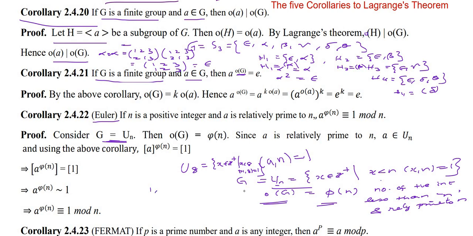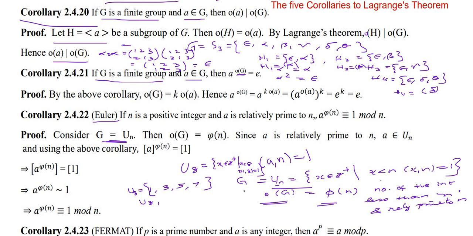And 2 will not be there because the GCD of 2 and 8 is not 1. So 2 will not be there. 3 will be there. 4 will not be there. 5 will be there. And 6 will not be there. 7 will be there. So U8 is the set consisting of these elements. And this one will form a group.